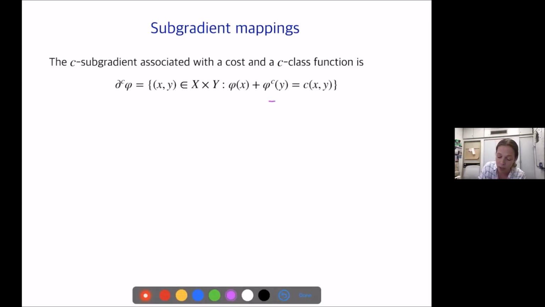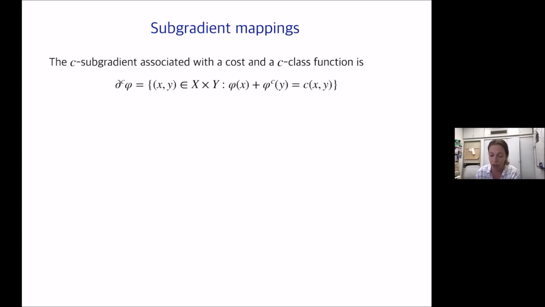So here, just notice that you always have an inequality, no matter what x and y are, by the definition of the C-transform, but I want this to be an equality. This is the definition of the C-subgradient of a function.